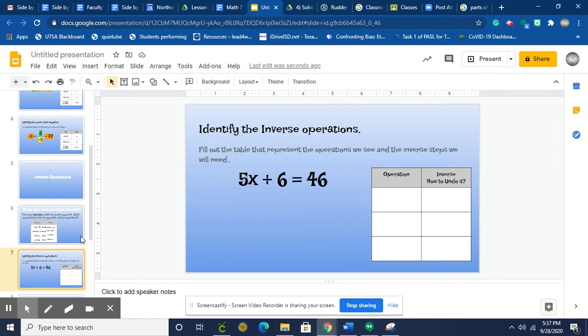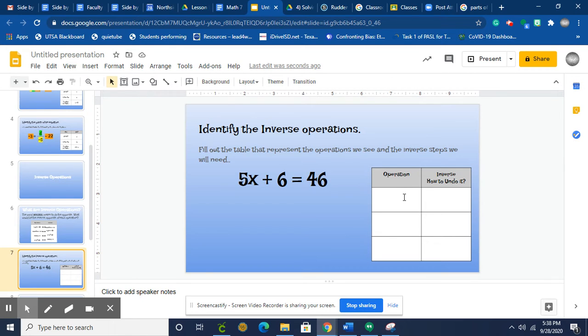So the first thing we're going to do is look at this equation. 5 times some number x plus 6 is going to be equal to 46. So if I asked you to identify the variable of x, the coefficient of 5, and the constants of plus 6 and 46, we're going to actually look at now, how do I solve for this unknown value, right?